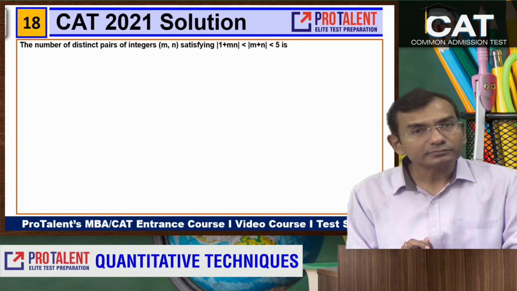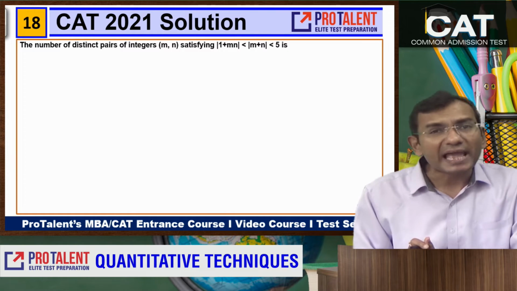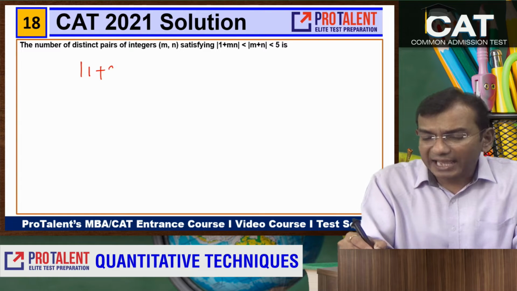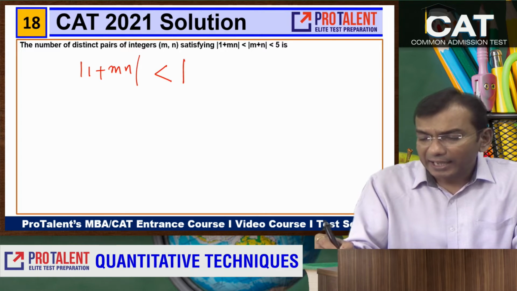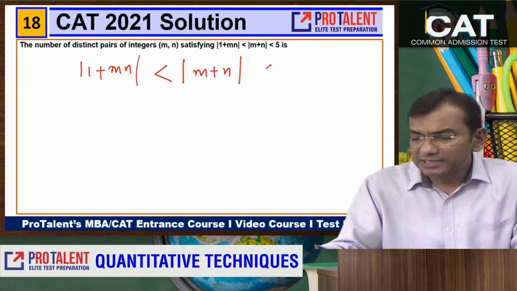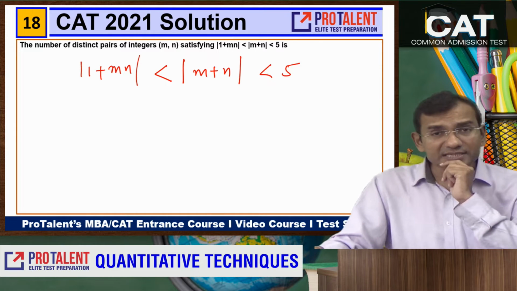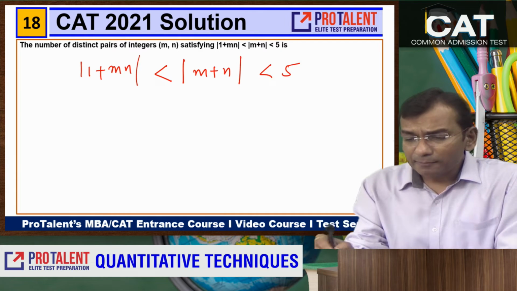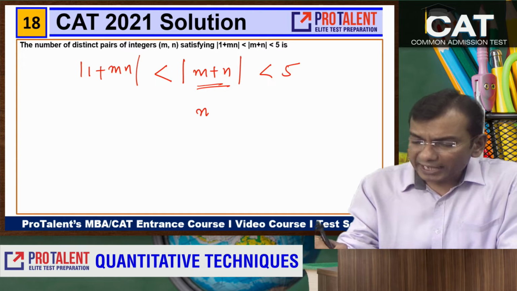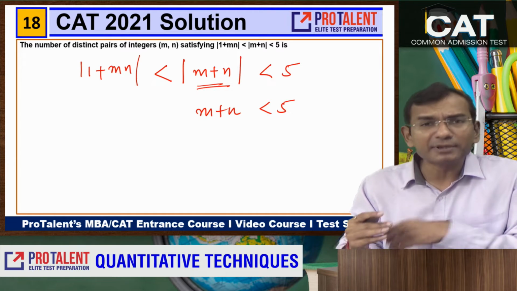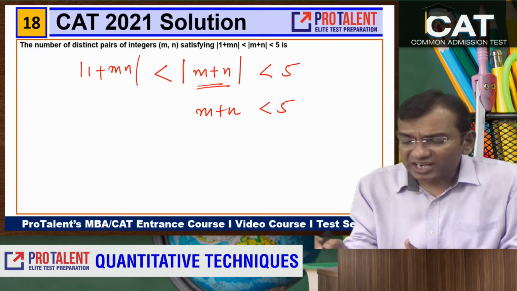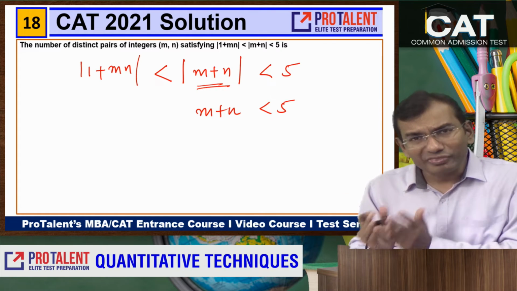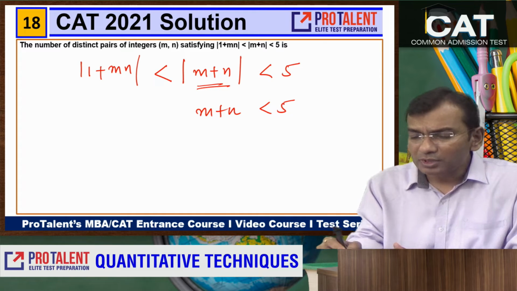Number 18, the number of distinct pairs of integers m, n satisfying this condition: 1 plus mn is less than m plus n is less than 5. Okay, now this is an interesting question. I can carry out the analysis assuming that m plus n is positive, so that means m plus n should be less than 5. I'm assuming that it is positive. So I start putting in values, 1 and 1, 1 and 2, 1 and 3, like this. I can start putting them in. So I can do it.